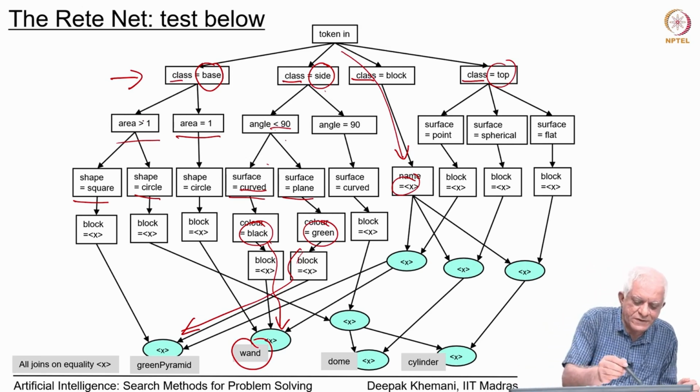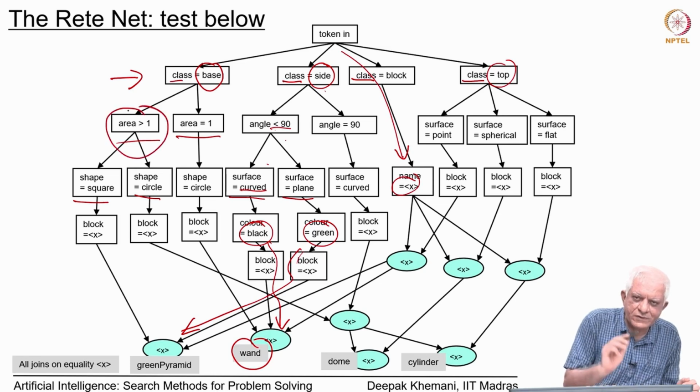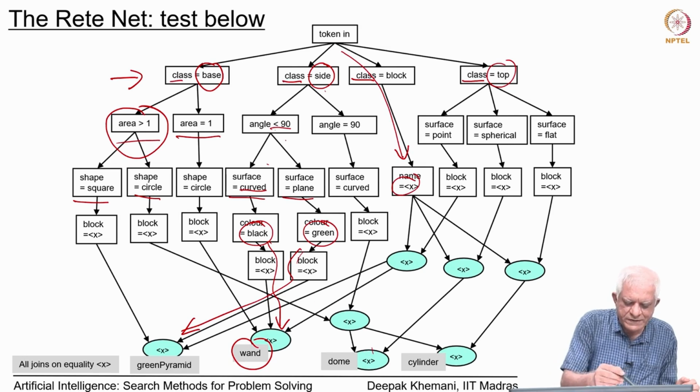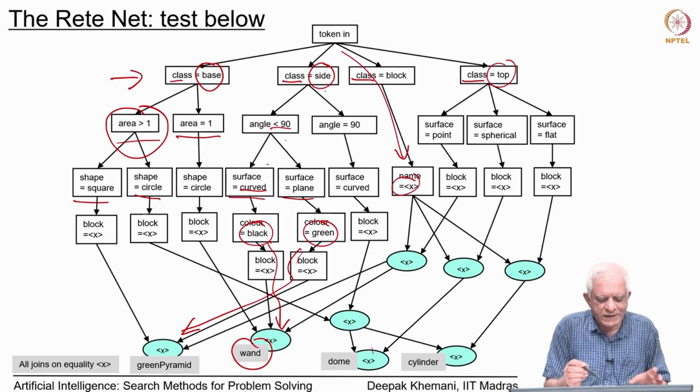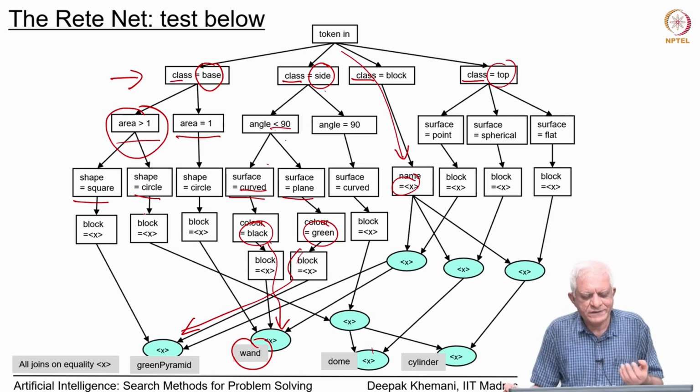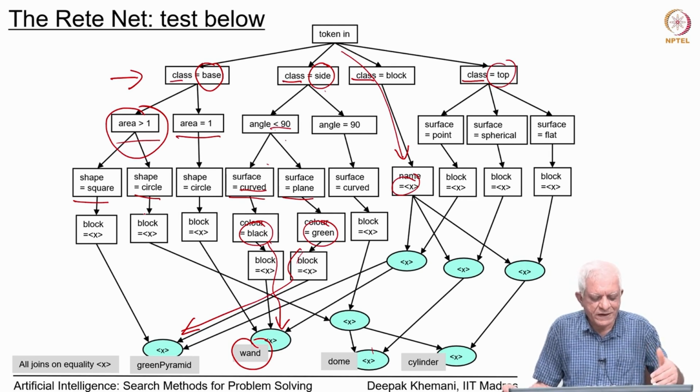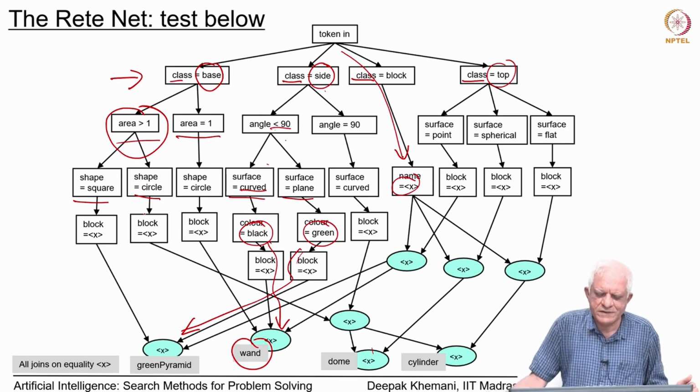For example, this test of area greater than 1 is done only once here, whether it is for the green pyramid where the base is a square or for the dome whose base is a circle. In both cases all we are asking is, is the area 1 or is the area more than 1, and that test, in the way that we have ordered it, is done only once. If we had tested for shape first and area next, then this area test would have been there along both the branches where it would have succeeded essentially. So, that is the kind of optimization we want to talk about.